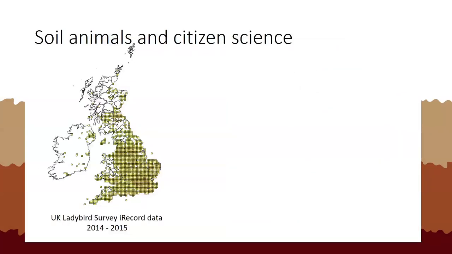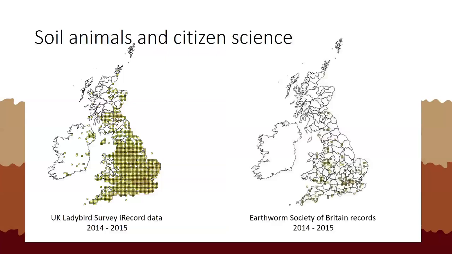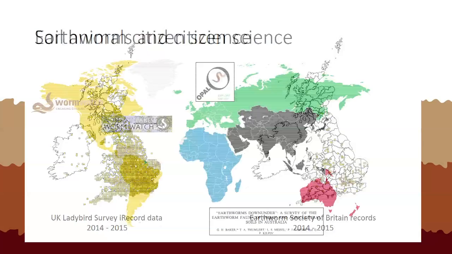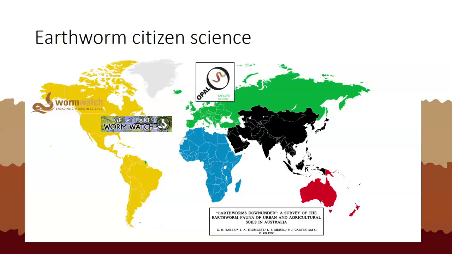So soil animals are difficult in citizen science. As an example of this, I've got a map of the UK Ladybird Survey, so it's records of ladybirds that have been sent in by the public and also by researchers doing biological recording. And you can see it's a nice coverage across the UK, although they're not all very obvious bright red things that sit on leaves. Certainly enough of them are to get a lovely submission data there, and contrast that to the Earthworm Society of Britain data, which is much more patchy and generally recorded by people who are trained in identification of earthworms. But earthworms are probably one of the better soil animals because they are relatively big, even though you do have to dig them up, which is a bit of a barrier.